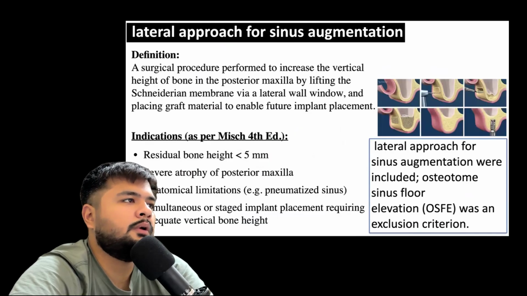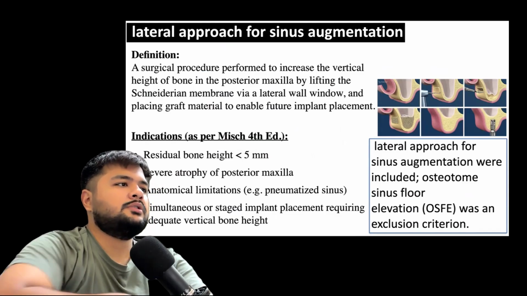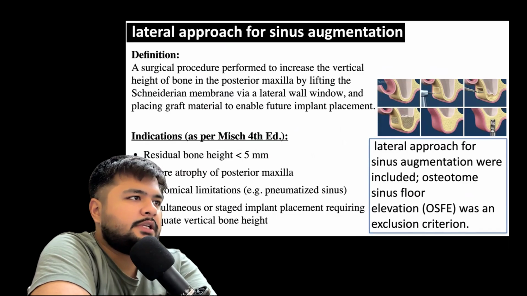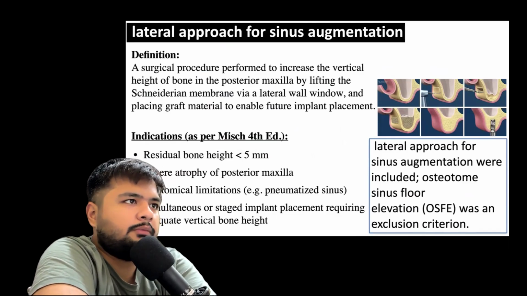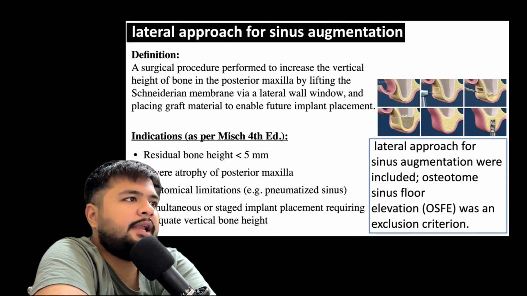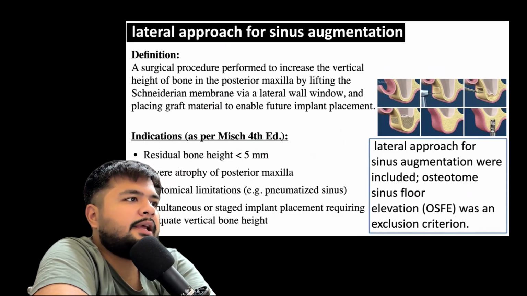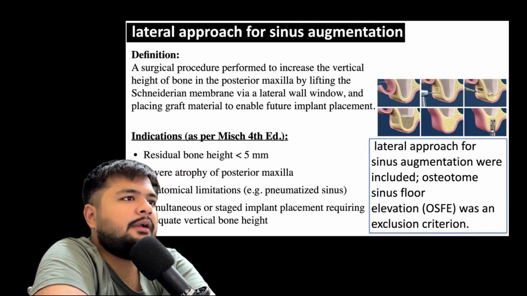So first of all, we will discuss what a lateral approach for sinus augmentation is. According to the definition, it is a surgical procedure performed to increase the vertical height of bone in the posterior maxilla by lifting the Schneiderian membrane via a lateral wall window and placing graft material to enable future implant placement.